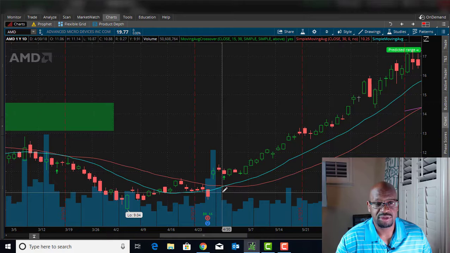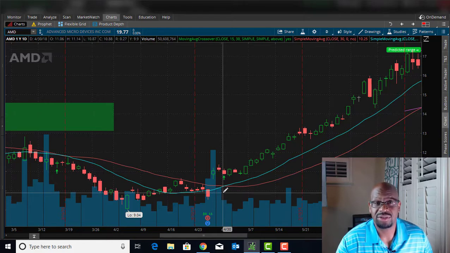Now, after taking note of whether it's a bullish cross or a bearish cross, we also need to pay attention to the next 2 terms, support and resistance.